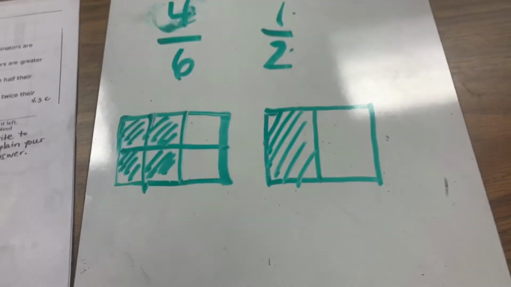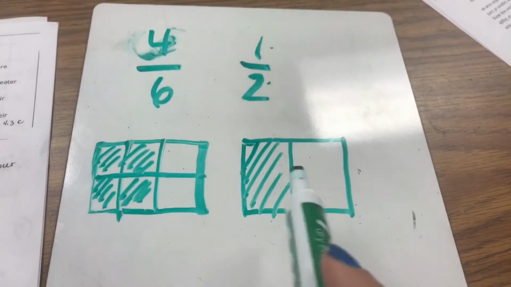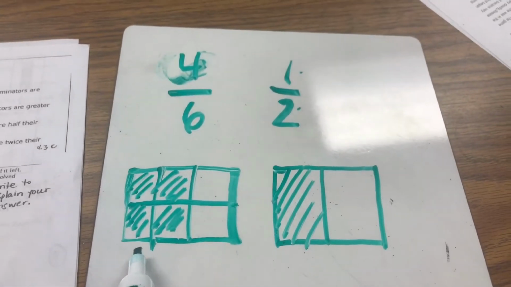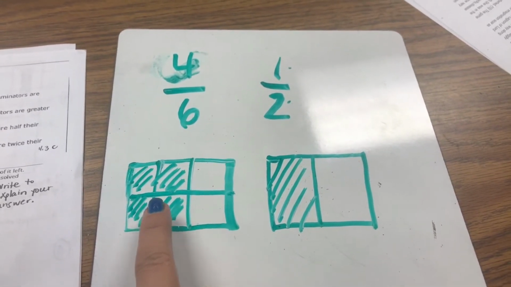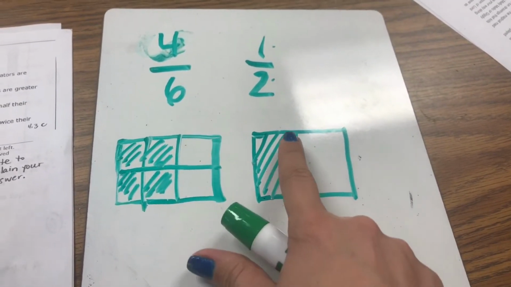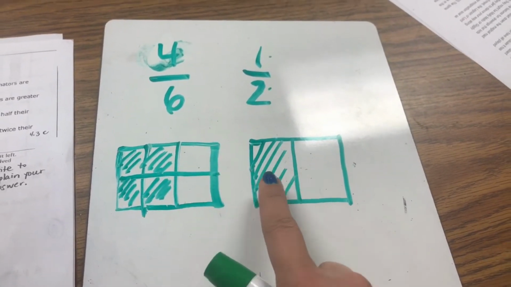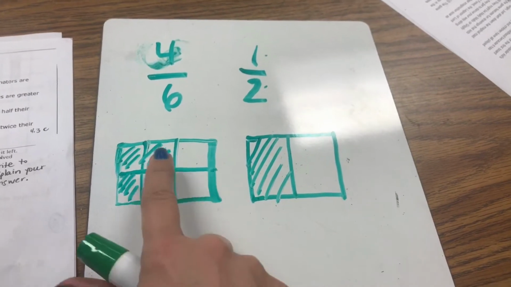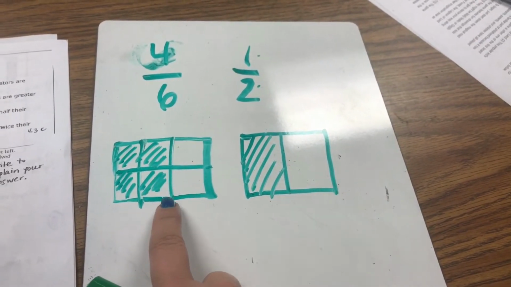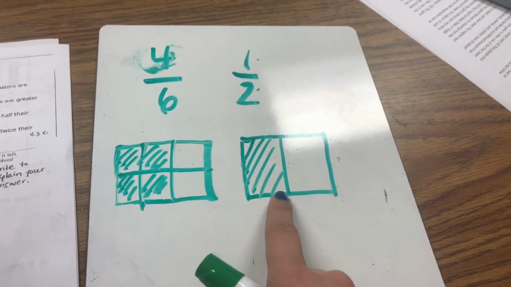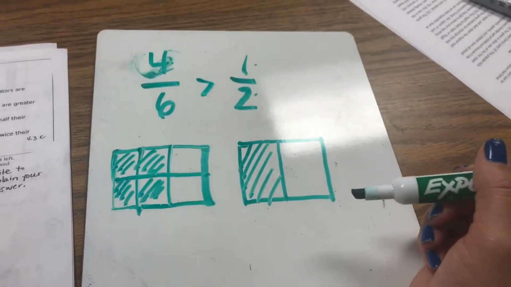Okay. Now, when I look at the models, I can tell, and this one's pretty close, that the amount that I have shaded on this is a tad bit bigger than the amount I have shaded over here. They look pretty close. This one almost looks like a half, but it's a little bit more than an actual half. So using this model, I would say that 4/6 is greater than a half.